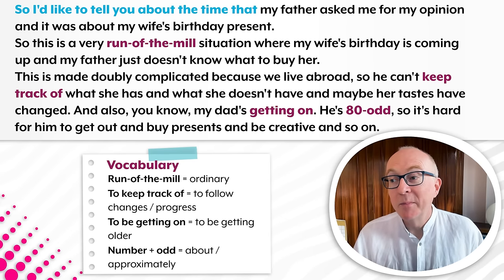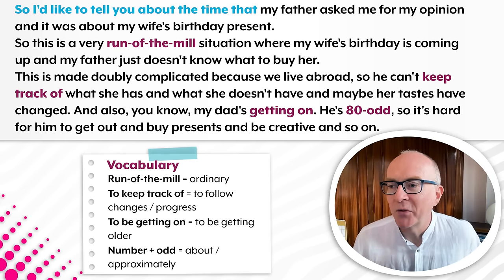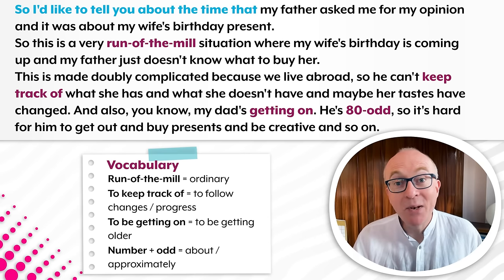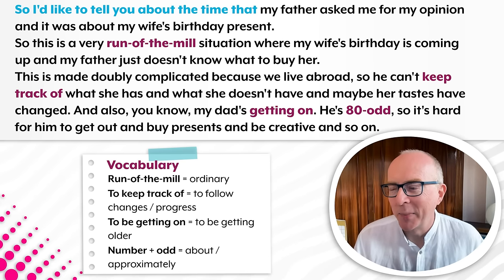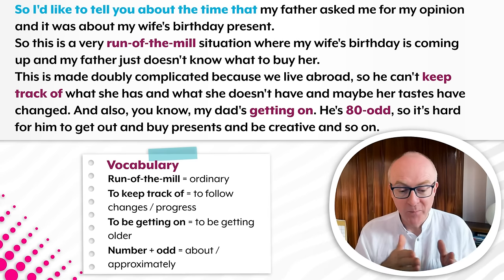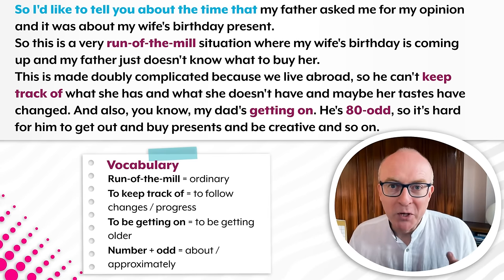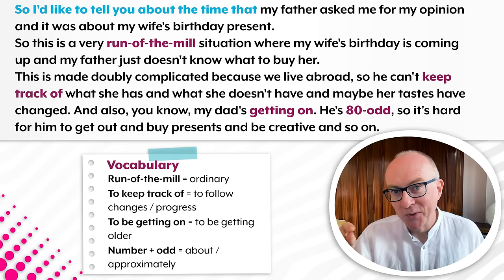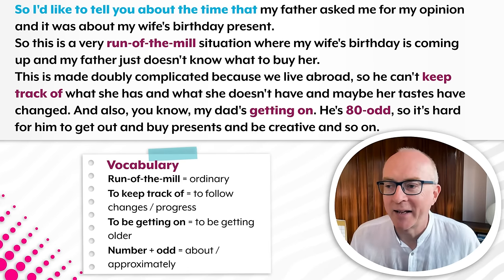So a run-of-the-mill situation. My wife's birthday is coming. Father doesn't know what to buy. This is made doubly complicated. Doubly complicated, super complicated, or extra complicated, because we live abroad. He can't keep track of. To keep track of is to follow the progress or changes of something. You know, when you buy something on Amazon and you can follow the progress of the delivery, right? You can keep track of it.